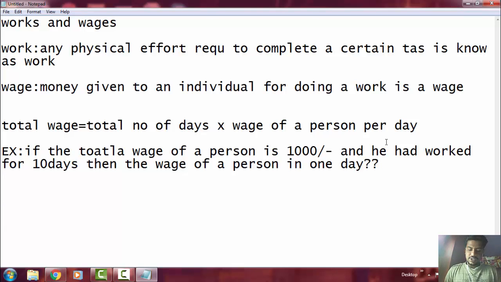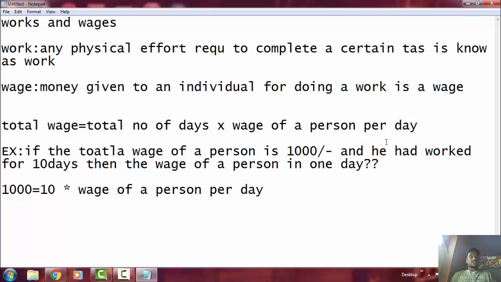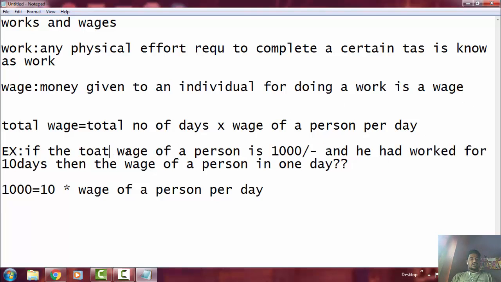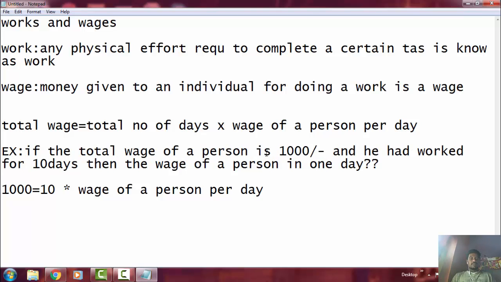Total wage is equal to 1000, and the total number of days he worked is 10. So 10 into the wage of a person per day. If you simplify this simple formula, you will get the wage of a person per day. In the same way, when the wage per day and the number of days are given, you can calculate the total wage or total income of that person, or vice versa. I think you people can understand what I am going to say.